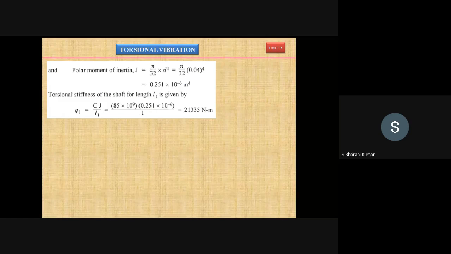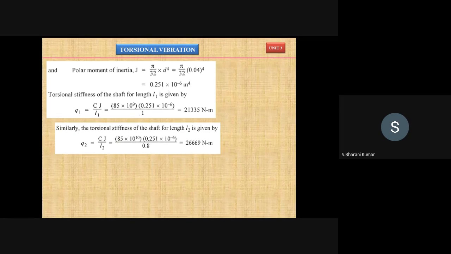Okay, and J equal to pi by 32 d power 4. And the next one is torsional stiffness of the shaft. This is the thing we already found, given as the formula in the derivation stage itself. Q equal to CJ by L. That's the formula that will be used here. And next is Q2, because Q1 and Q2 are based on the length, which is divided into two. Length 1 is 1 meter and length 2 is 0.2 meters.